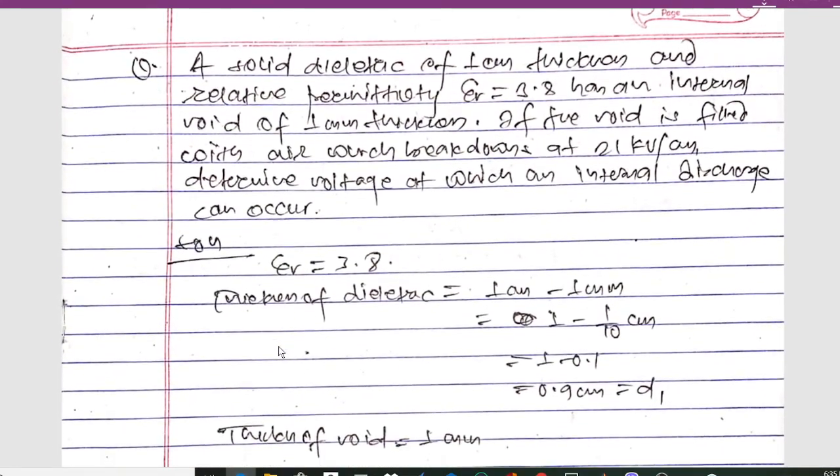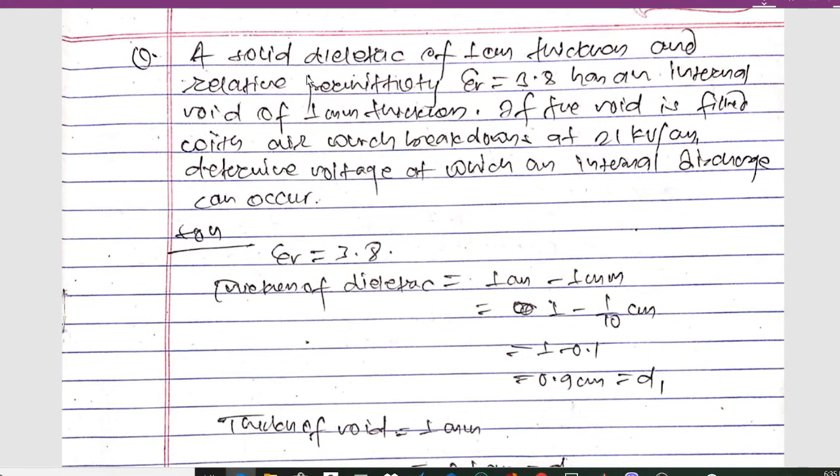And here we have the next one. A solid dielectric of 1 centimeter thickness and relative permittivity epsilon r equal to 3.8 has an internal void of 1 mm thickness. If the void is filled with air which breaks down at 21 kilovolt per centimeter, determine the voltage at which an internal discharge can occur.